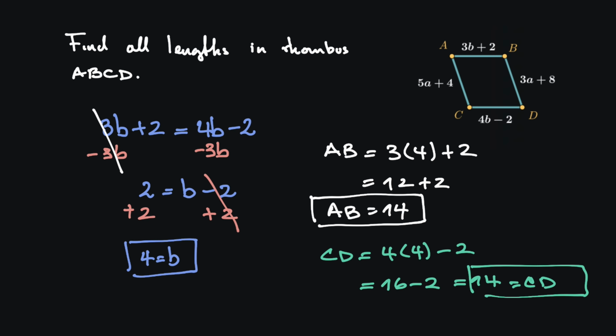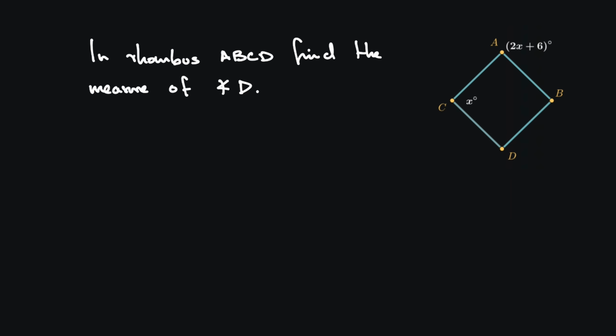Okay, so let's do another problem. In this problem, we have that in rhombus ABCD, find the measure of angle D. So we're looking for this angle right here. Okay, we know that in a parallelogram, two consecutive angles are supplementary. So we have expressions for these two consecutive angles. C is expressed with x, and A is expressed with 2x plus 6.